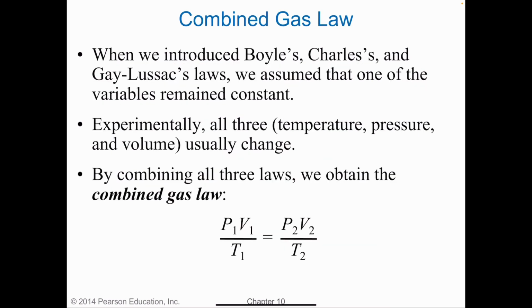So if we combine all three of these gas laws, we get something called the combined gas law. This is a little bit different from the ideal gas law. But if we have more than one variable changing, like let's say the pressure changes and the volume changes, and they ask what happens to the temperature, we can use this thing called the combined gas law.